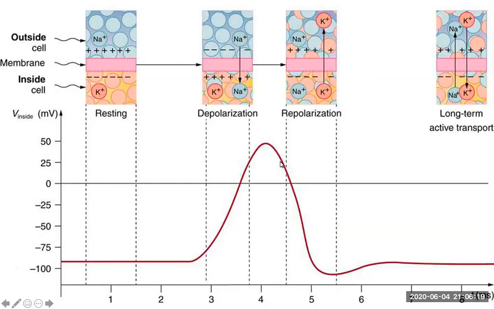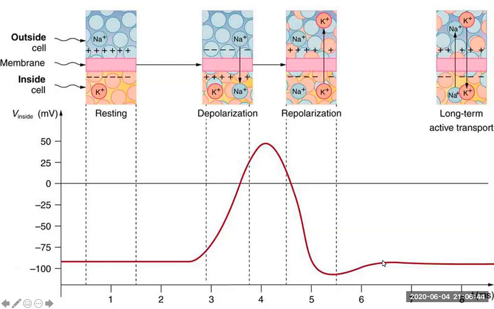Then during the repolarization phase, potassium channels open and potassium travels down its electrochemical gradient to the outside of the cell. Potassium leaves the cell. When the potassium ions leave, the cell will become more negative because potassium is a positively charged ion. And this, the graph doesn't label it here, but this is your hyperpolarization phase.